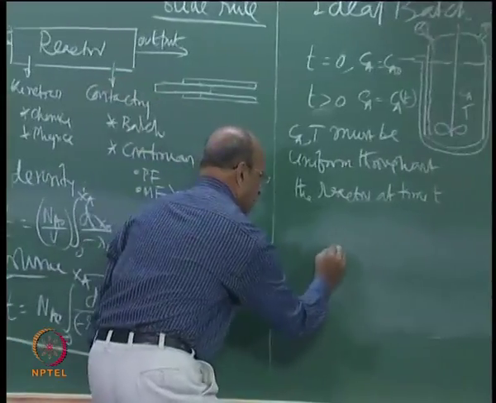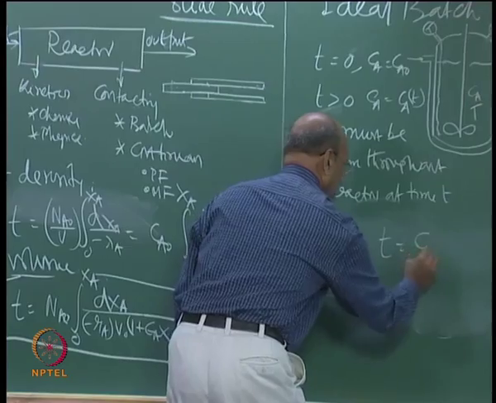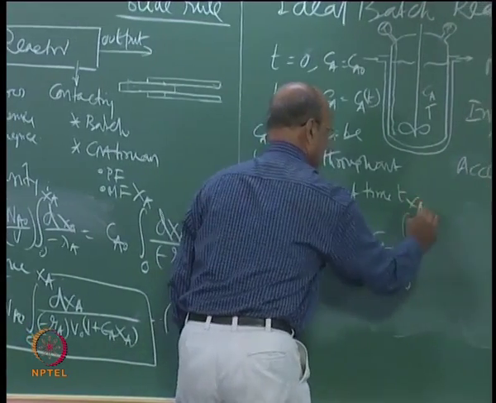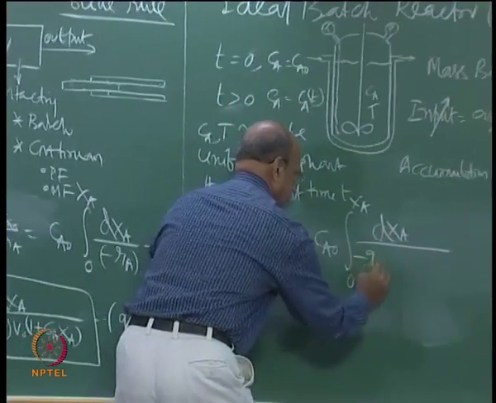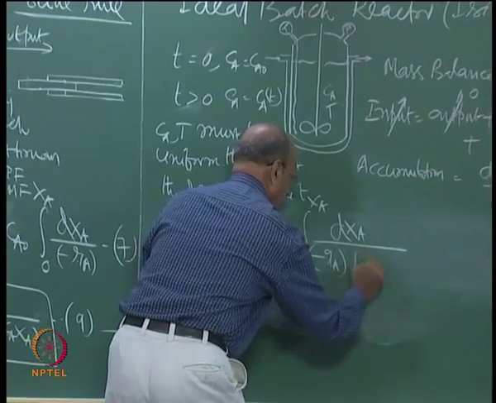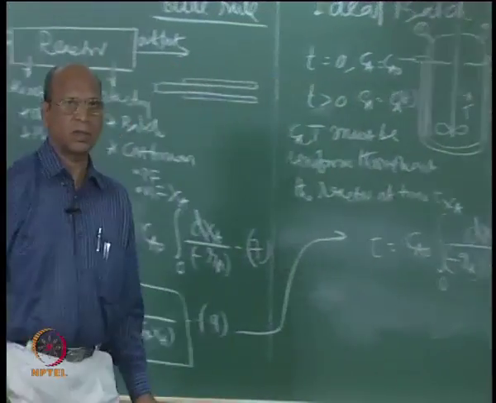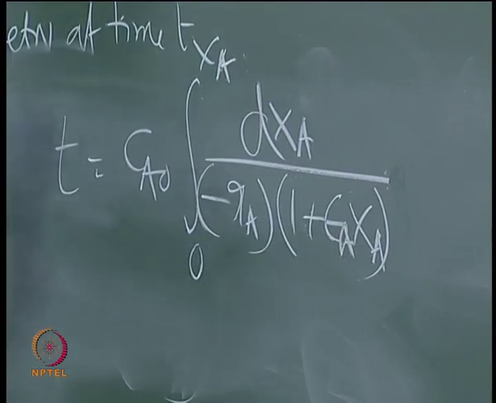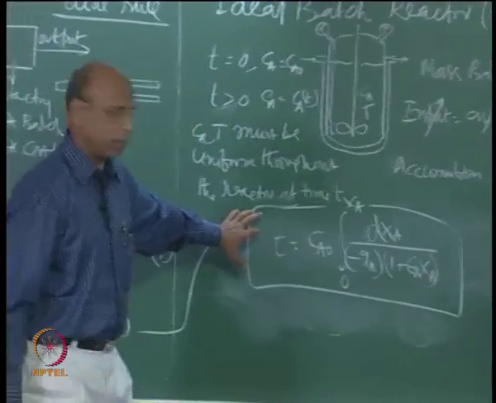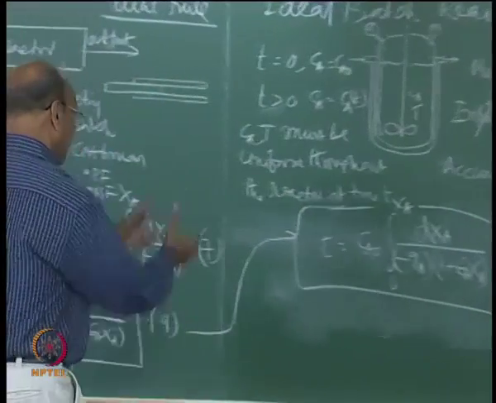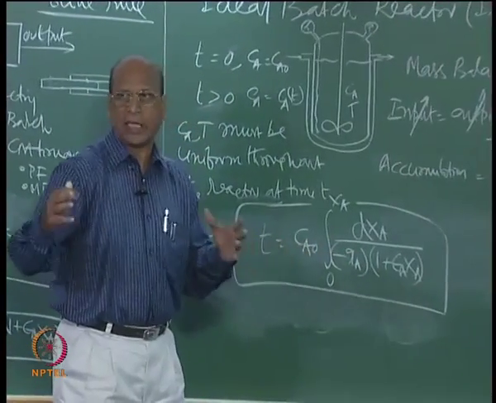So, for constant density systems, if I take T equal to C A naught integral 0 to x A, d x A by minus r A, and for the variable volume system, 1 plus epsilon A x A. So, this is the equation for the constant density system, and this is for the variable volume system. Now, this equation he just leaves without integrating; then of course, as special cases you can always do that.